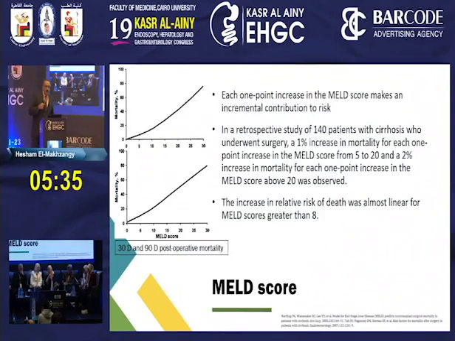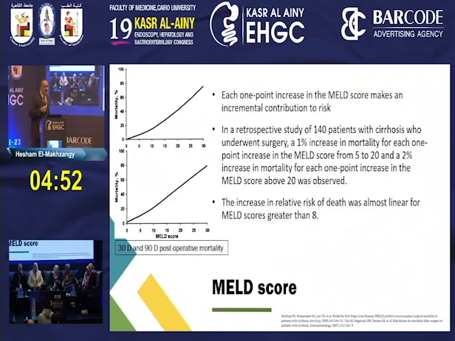Now, with MELD score, each 1 point increase in the MELD score makes an incremental contribution to the operative mortality risk. It was shown in a retrospective study that a 1% increase in mortality was associated with an increase in MELD score from 5 to 20. And that 2% increase in mortality for each 1 point above 20. So if the score is 21, the mortality increases 2%. If the score is 22, the mortality increases 4%. If it's 23, the mortality increases 3%, and so on and so forth.